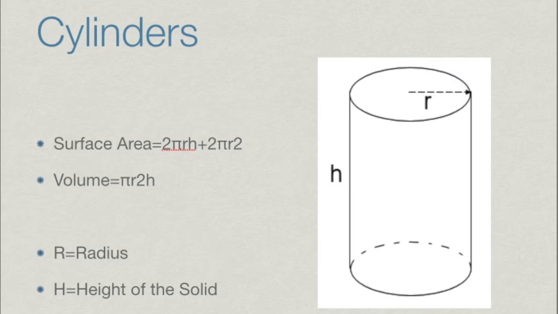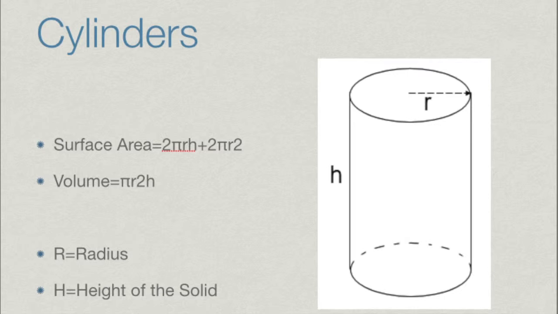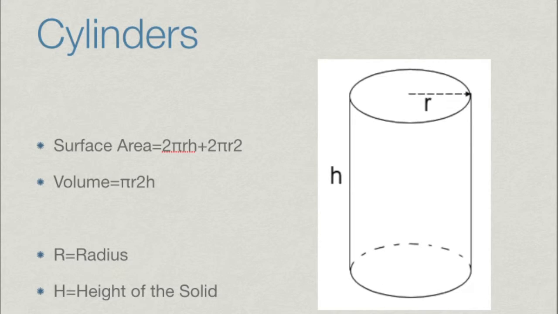Now if you wanted to find the surface area of a cylinder, you have to multiply 2 pi by the radius and the height of the solid. Then add 2 pi multiplied by the radius squared. And to find the volume, you must multiply pi by the height of the solid times the radius squared.